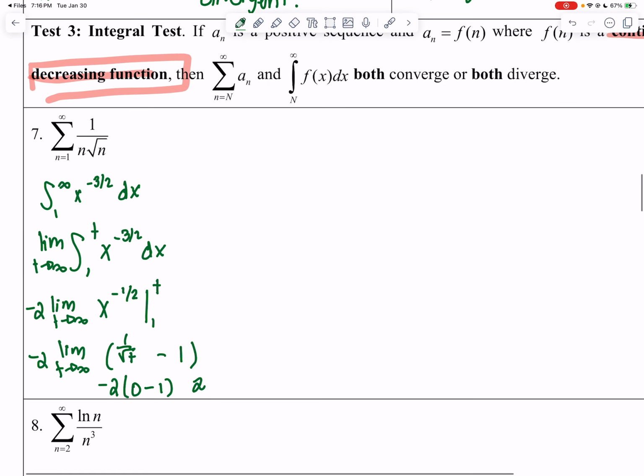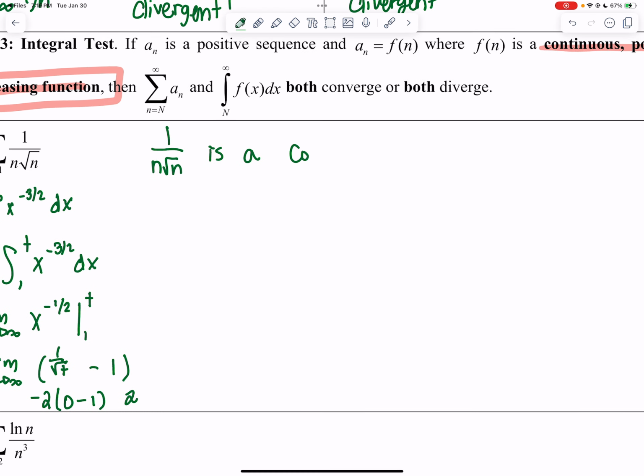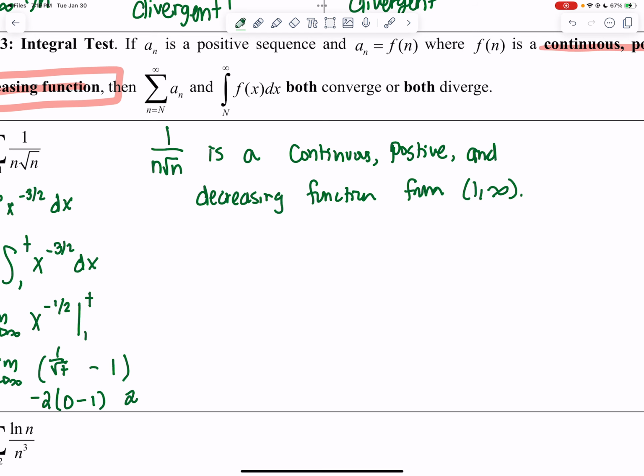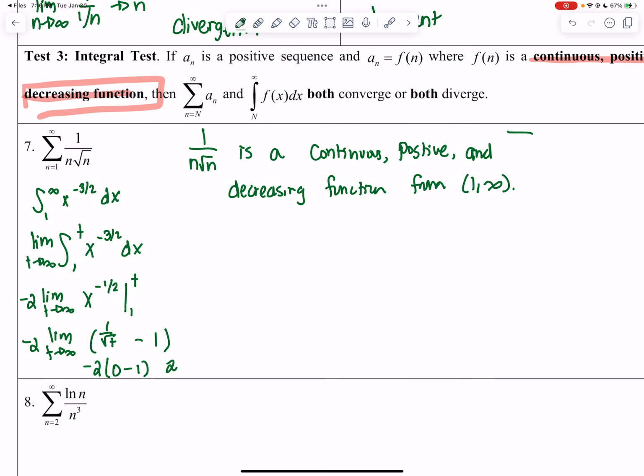But on an FRQ, you just want to make sure that you say that 1 over n times the square root of n is a continuous, positive, and decreasing function from 1 to infinity. Since those are your conditions, you need to make sure that you have your conditions for you to earn full credit.